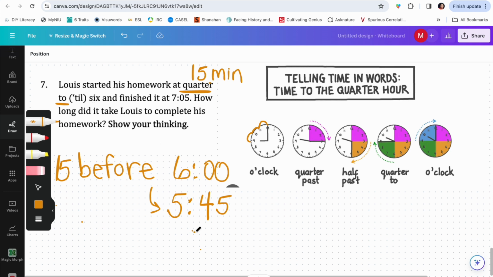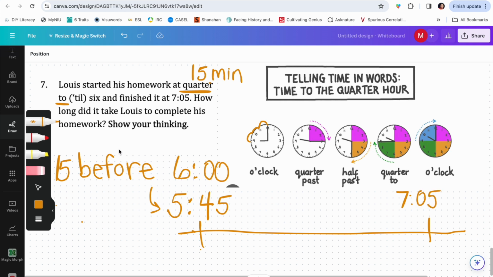So this is where our number line is going to start for this problem. He started his homework at 6:15, or 5:45, and he finished his homework, this hardworking kid, at 7:05.